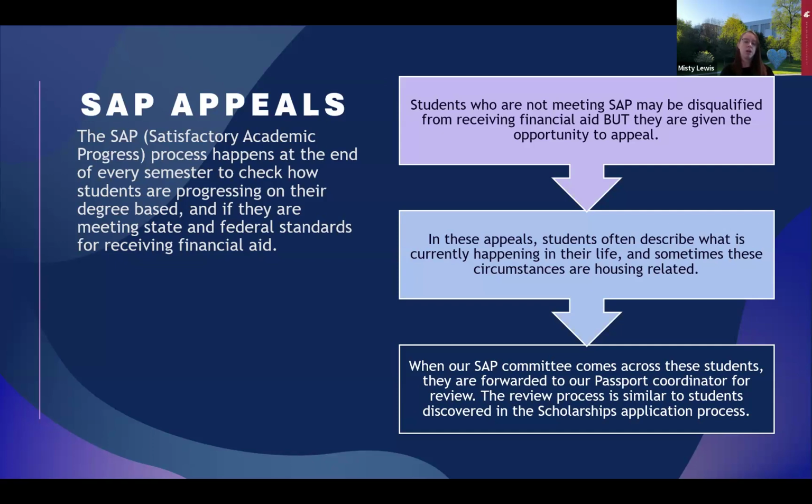And then the review process is often similar to that with the scholarships, where if passport can be awarded based off of the SAP appeal, it is awarded based off that SAP appeal, and students don't have to submit additional documentation.